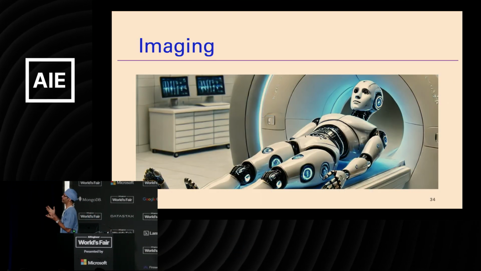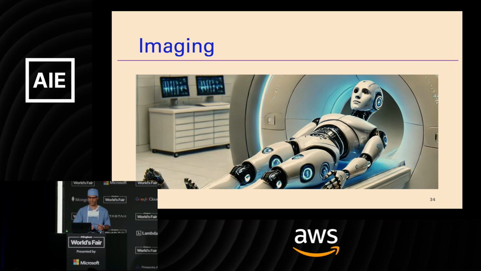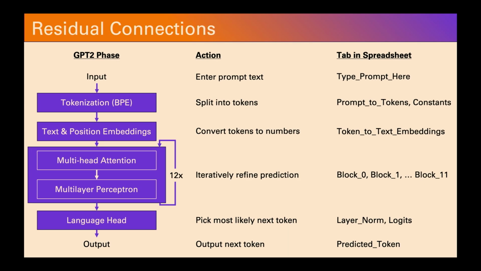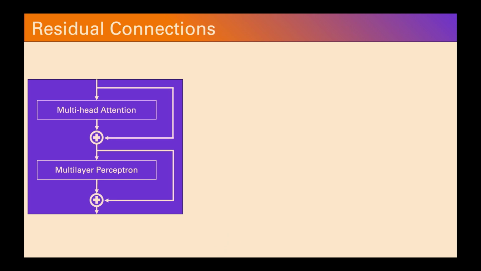But how do all those components work together? So let's take our patient and put him through a virtual MRI so we can see how he thinks. Before we do that, there's something I forgot to mention. These are called residual connections. Inside every layer, there's an addition operation. And what this lets the model do is route information around and completely skip any part of these layers, either attention or the perceptron.